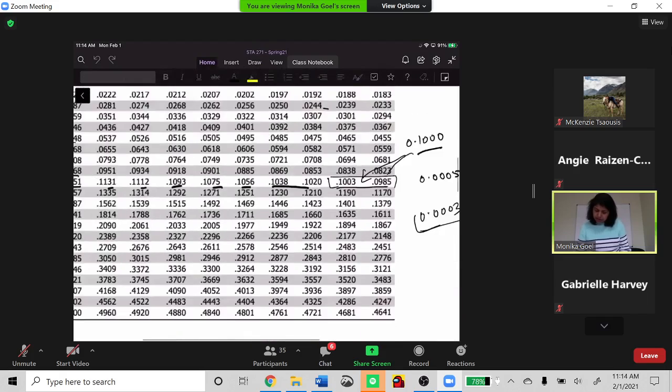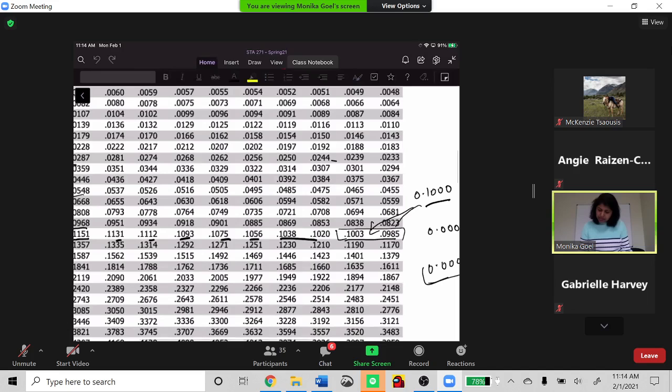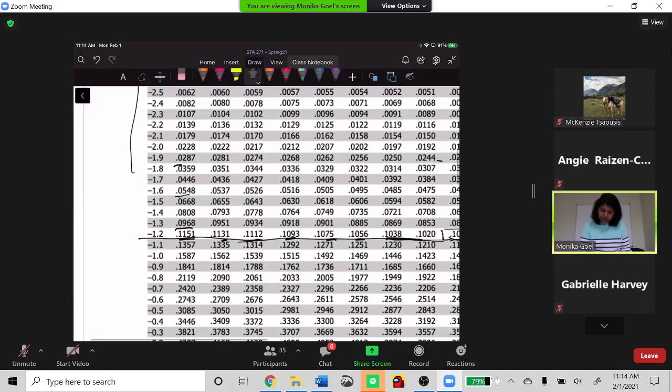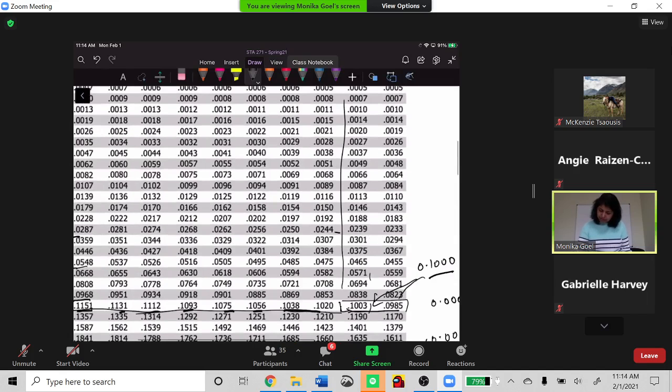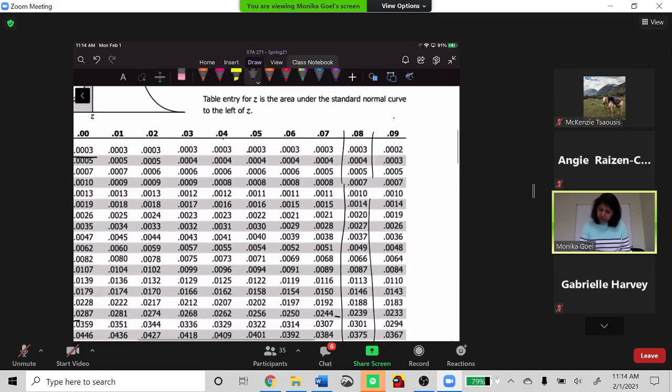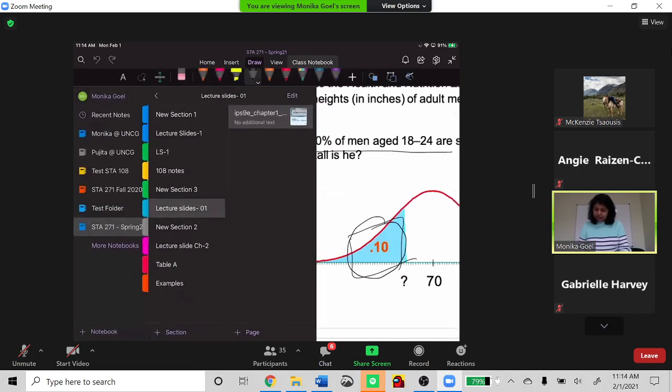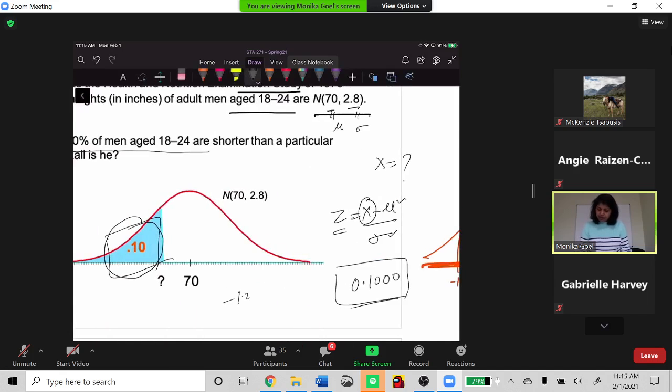If we look, this value is closer, and when we say this value is closer, we will find the corresponding z. So we will go to the left of that, which is negative 1.2, and then we will go to the top of that, which is 0.08. So we'll get negative 1.2, 0.08, and you can write negative 1.28. This is your corresponding z. So once you have z, go back to our original problem. Now we have z as negative 1.28.